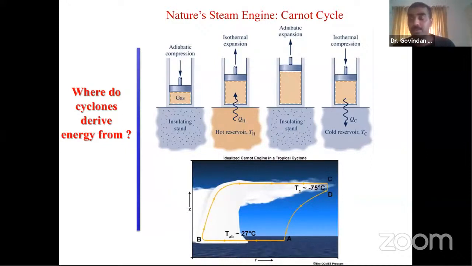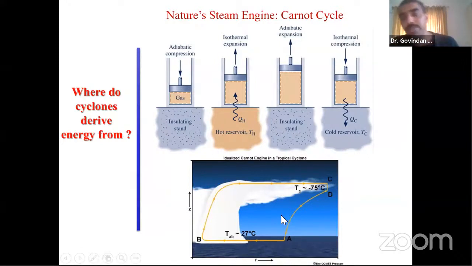All these destructive things, uprooting the trees and all the destruction which a tropical cyclone produces, is in the form of mechanical energy. So there is an energy conversion from heat energy to mechanical energy. The energy is converted using a Carnot cycle, just like your automobile engine is doing. What does an automobile engine do? It converts the heat energy stored in fossil fuels or petrol to mechanical energy. Similarly, a tropical cyclone also works in the same way.